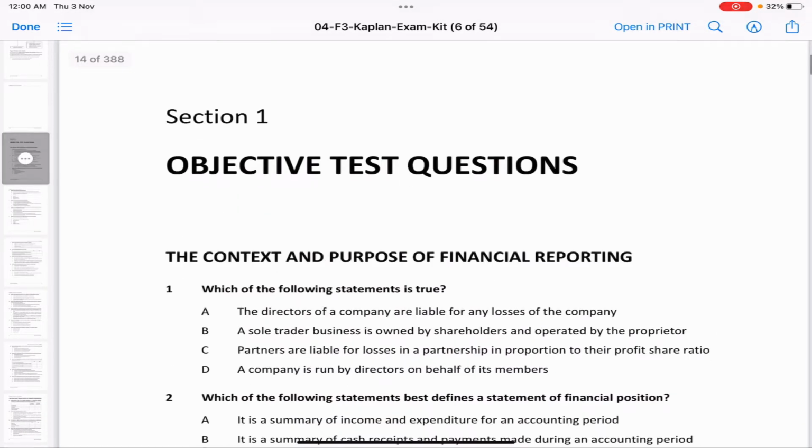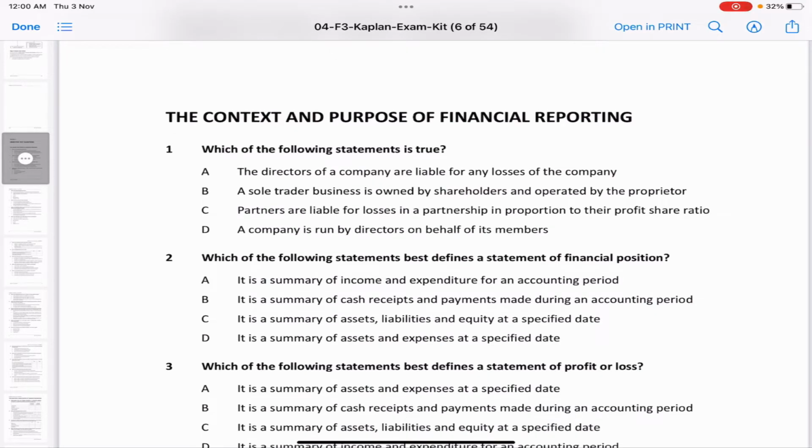Okay, so let's quickly start with the first chapter, which is the context and purpose of financial reporting. The first question: which of the following statements is true? The directors of a company are liable for any losses of the company. Are the directors responsible? No. A sole trader business is owned by shareholders and operated by the proprietor. No. You know that in the sole trader business, the owner is only one person, the sole trader. So that's not true.